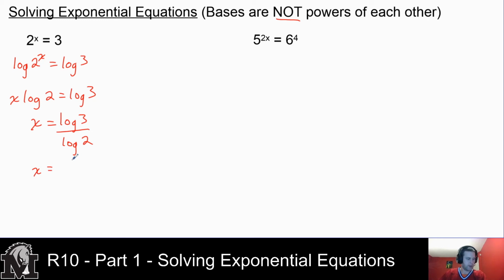And then I evaluate this to get 1.5849662501... 43 decimal places, 1.585.